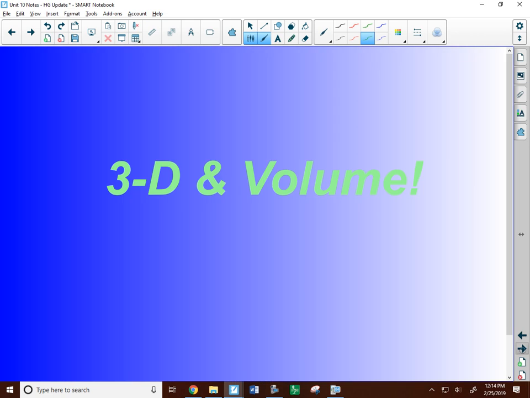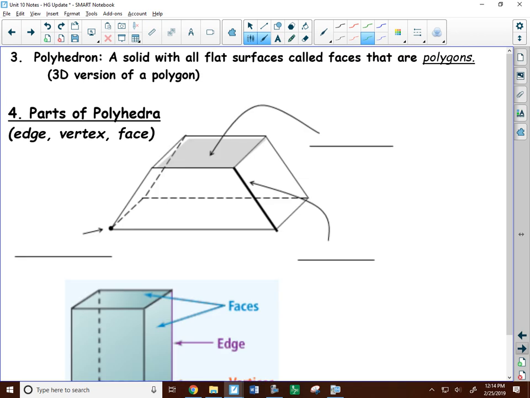We've got surface area and volume. A polygon is a 2D shape made of line segments. A polyhedron is a 3D shape made of polygons. Therefore, it's made of line segments as well, but they're polygons. So it's a 3D version of a polygon.